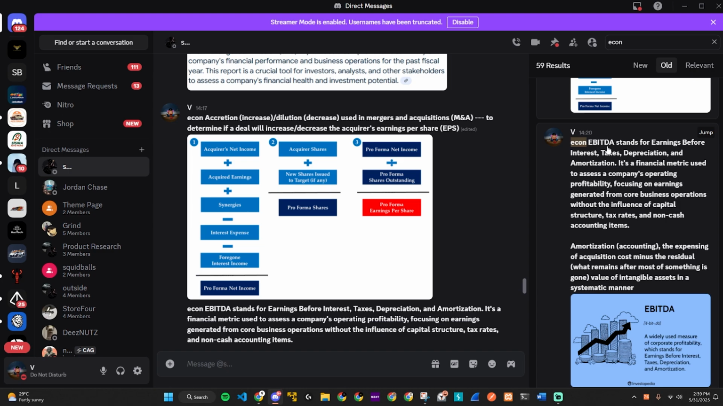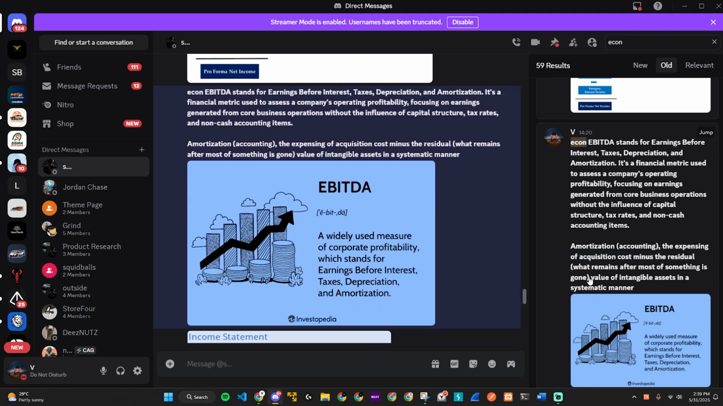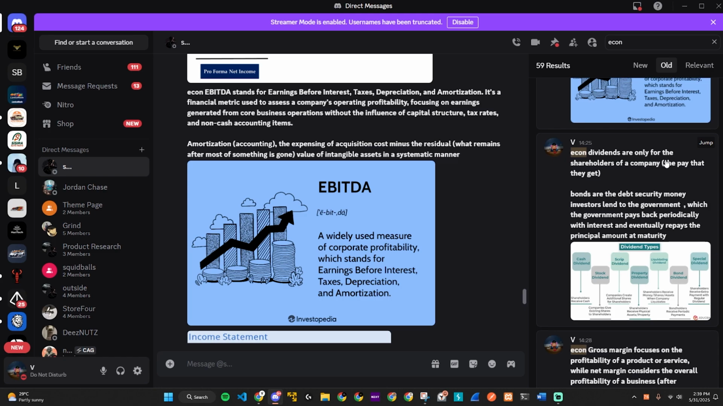EPS. EBITDA stands for earnings before interest, taxes, depreciation, and amortization, right? So amortization is the expensing of acquisition cost minus the residual value of intangible assets in a systematic manner. Dividends are only for the shareholders of a company, the pay that they get. Bonds are the debt security money investors lend to the government, which the government pays back periodically with interest and eventually repays the principal amount at maturity.